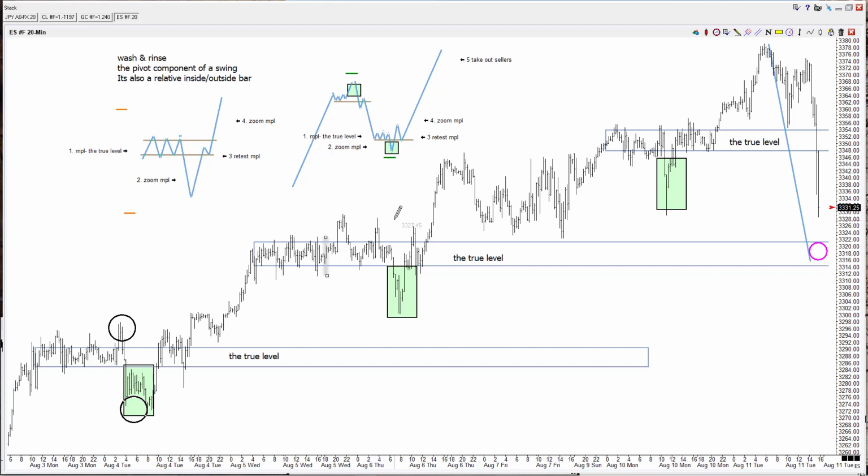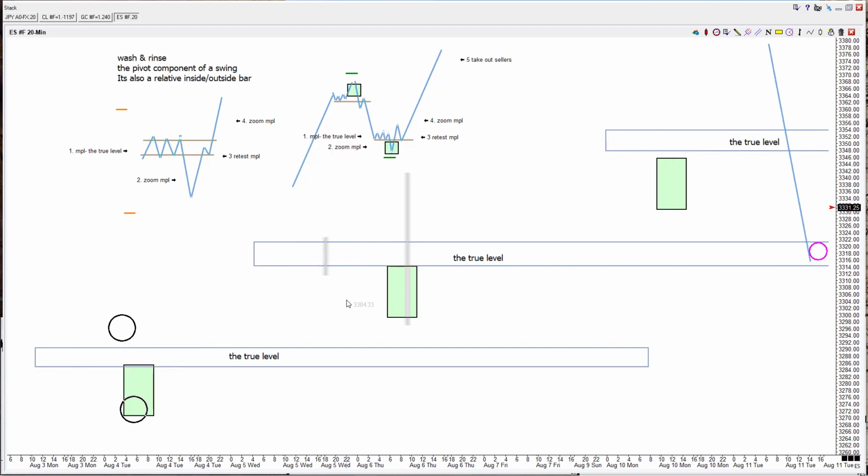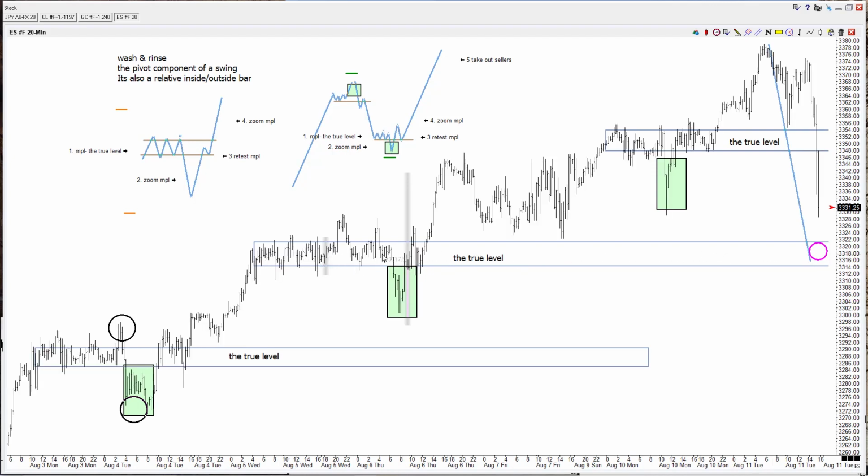Inside bar, outside bar, okay? It's a relative outside bar. And if you've seen my videos, this is how I mark an outside bar, because this is the meat of the move. If you went up to a higher time frame, you would literally see an outside bar in here. Okay, so it's an outside bar structure.